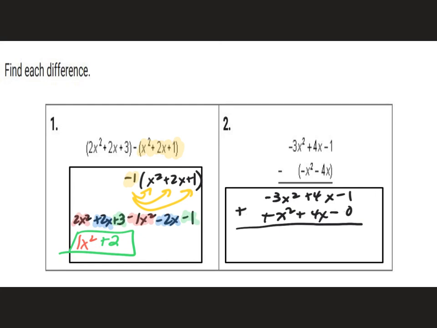Okay, and now I just have to add those stacked terms. So I have 3x squared plus 1x squared. That's going to give me 4x squared. 4x plus 4x gives me 8x. And then negative 1 minus 0 is just negative 1. So this is my fully simplified expression.